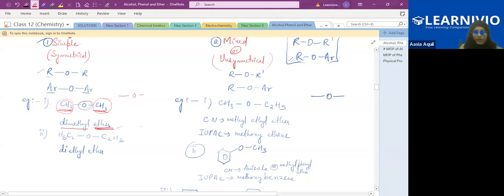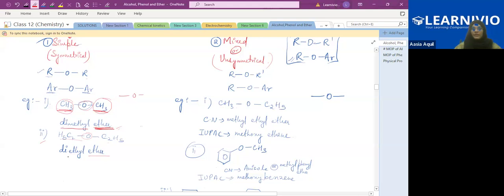Now the second one: C2H5, this is the ether linkage, and this is again a C2H5. So what do we call it? Ether, right? And this is an ethyl, and two ethyl groups are present. So diethyl ether, diethyl ether. Clear? This is for the symmetrical type of ether.